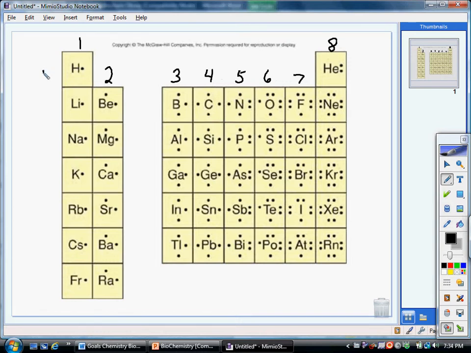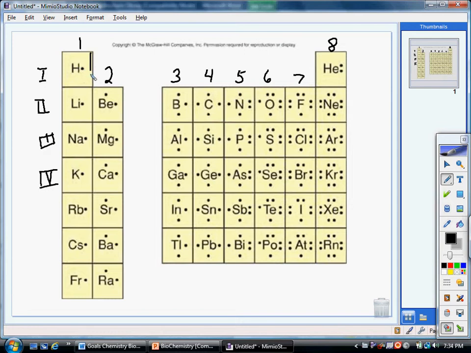And over here we have periods 1, 2, 3, and the last one, which is the only one that we really are concerned with, is the fourth one, period 4. Alright, so if we take a look at this, we have hydrogen here, and notice that it has one dot. That's indicating that it has one valence electron.